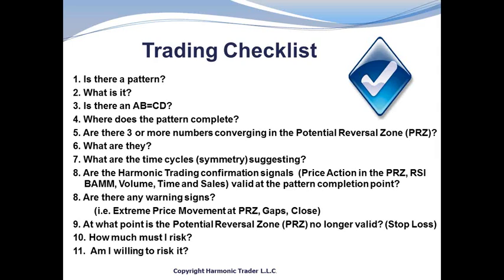Are the harmonic trading confirmation signals, price action in the potential reversal zone, RSI BAM, volume, time and sales, are these valid at the pattern completion point? Are there any warning signs, extreme price movements at the potential reversal zone, prior gaps, or a low close or high close that might deter you from executing the trade?